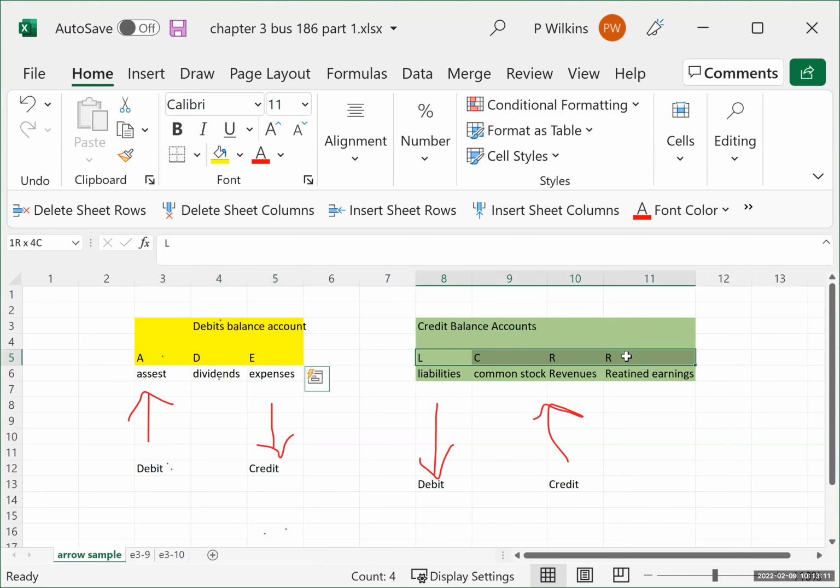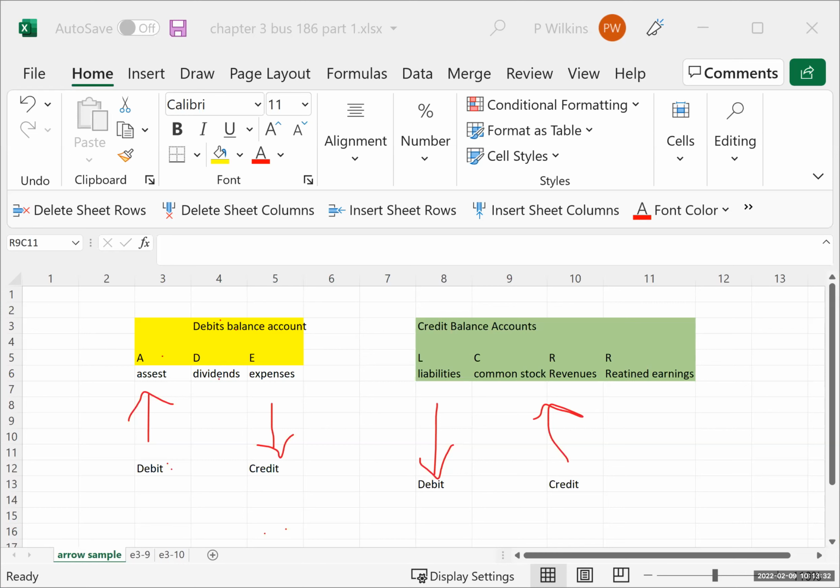The LCRR, the liabilities, common stock, revenues, and retained earnings are all credit balance accounts. So to make them go up, you credit them. To make them go down, you debit them. Okay? So you can use something like that in your notes and for your exam and for your homework.